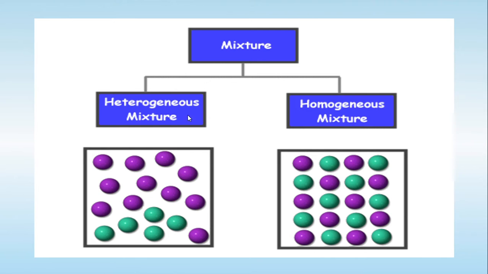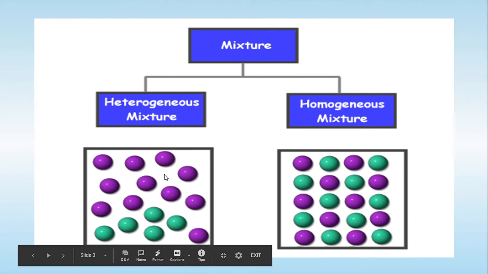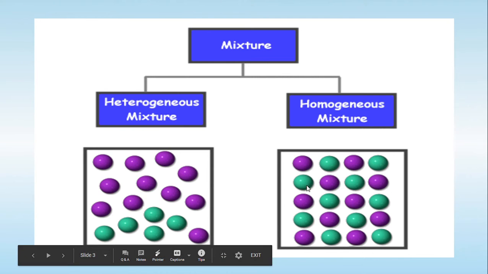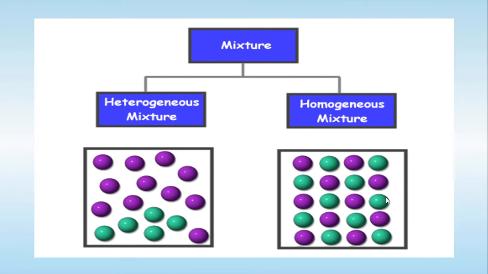Now look at the diagram shown here for the heterogeneous mixture. Consider that each single ball is one particle of one of the components. Here the blue and the purple balls are randomly arranged, while in the case of the homogeneous mixture, both components, the purple and the blue particles, are arranged in a definite fashion one after another. That is known as a homogeneous mixture.